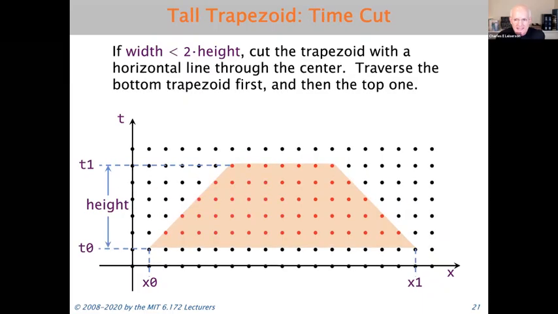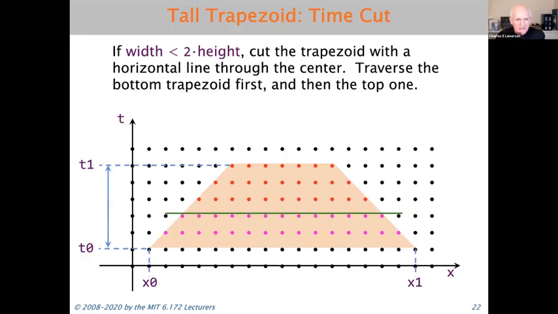When the width is less than twice the height, that's the situation where we have a tall trapezoid. In this case, the recursive algorithm uses a time cut, which is a horizontal line in time parallel to the x-axis, basically through the center, and we round down, as it turns out. So a time cut also produces two trapezoids, and in this case, the lower trapezoid clearly must be computed before the upper trapezoid. So that's basically our recursive strategy.